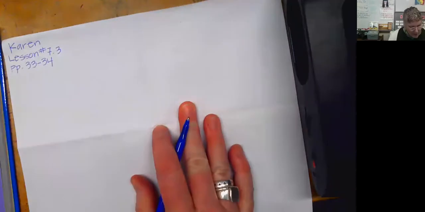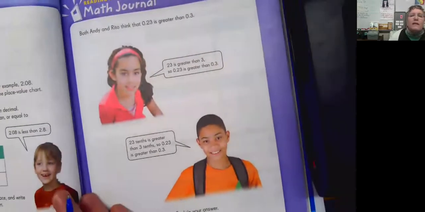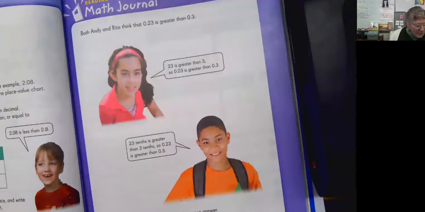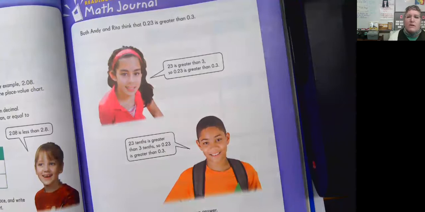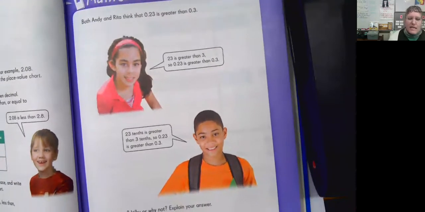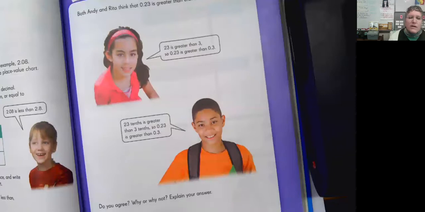Okay. So on page 33, we're going to do a little bit of writing in this little corner. They're going to give us a little situation, a scenario, and we're going to do a little bit of math writing on this little section right here. So in our book, it says both Andy and Rita think that 23 hundredths is greater than 3/10. So Rita is saying 23 is greater than 3, so 23 hundredths is greater than 3/10. And Andy is saying 23 tenths is greater than 3/10. Do you agree? Why or why not?